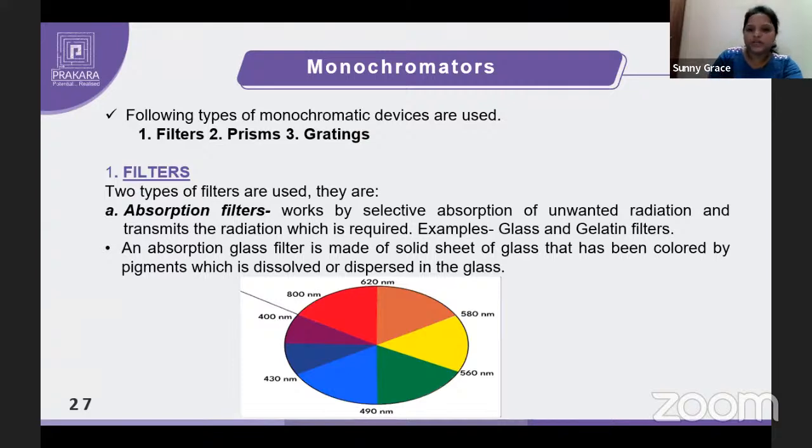Absorption filters work by selective absorption of unwanted radiation. Whatever unwanted radiations are there, it will absorb, and it will transmit the radiation which is required. This is very easy to incorporate, and less expensive instruments will be using filters as monochromators for segregating the polychromatic light into monochromatic light and selecting the desired wavelength. An absorption glass filter is made up of a solid sheet of glass that has been colored by pigments, which are dissolved or dispersed in the glass. Examples of this are glass and gelatin filters.